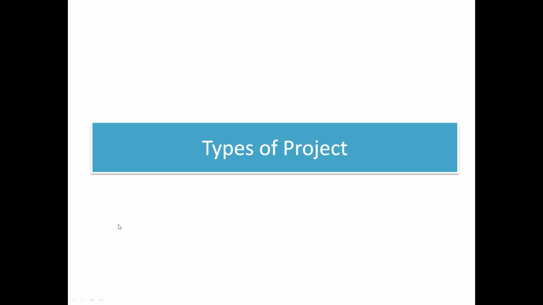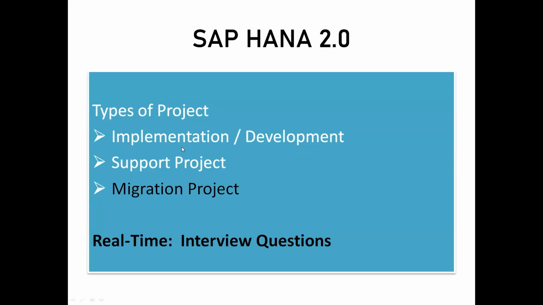First, initially, when I say project, there are different types of projects. One is the implementation project. We can say implementation or development project. Then we'll be having support. Then later we'll be having a migration project.